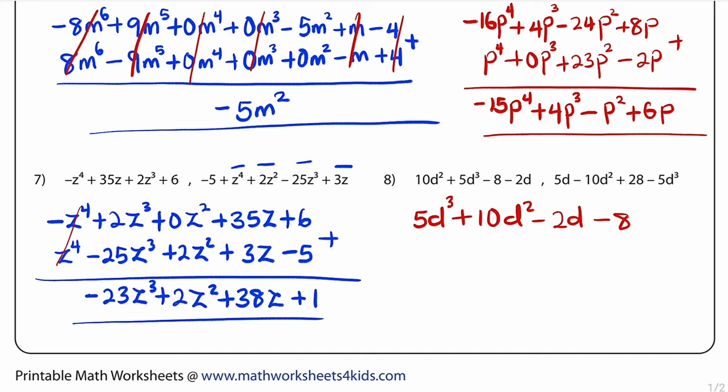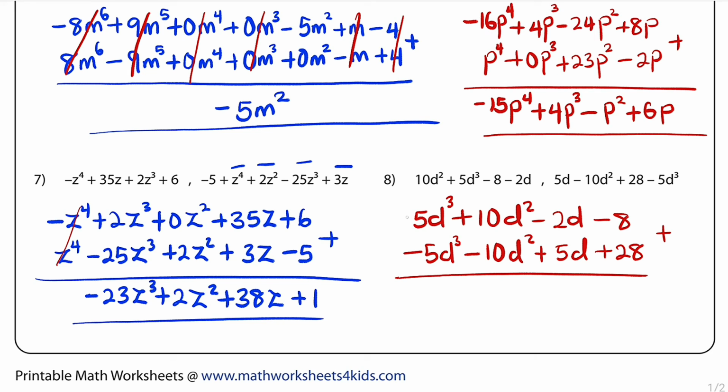Then the other polynomial, we have negative 5d to the power of 3, then followed by negative 10 d to the second power. Then we have plus 5d. Then our constant is positive 28.